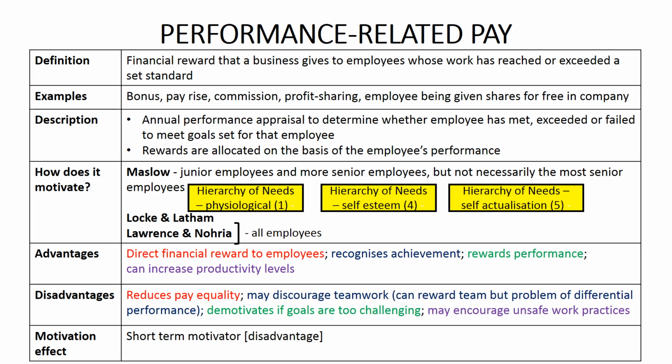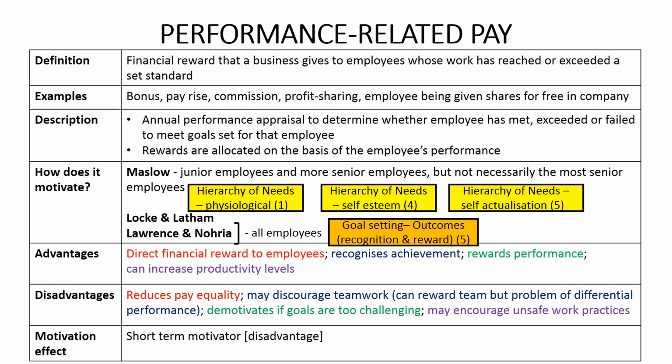In contrast to Maslow's hierarchy of needs, Locke and Latham's goal-setting theory suggests that all employees will be motivated by performance-related pay because performance-related pay is one of the outcomes, referred to in the fifth stage of goal setting, that can be given to employees who achieve their individual goals.